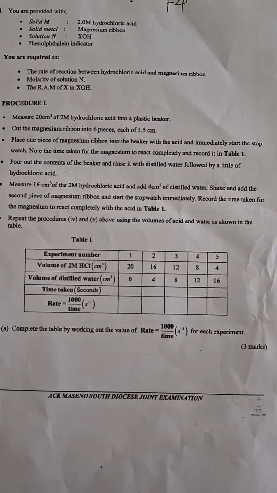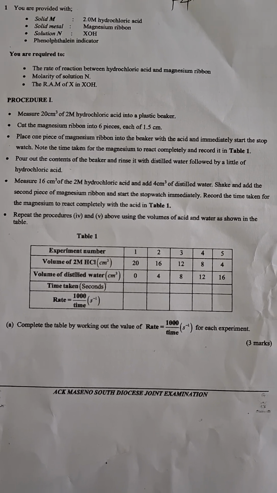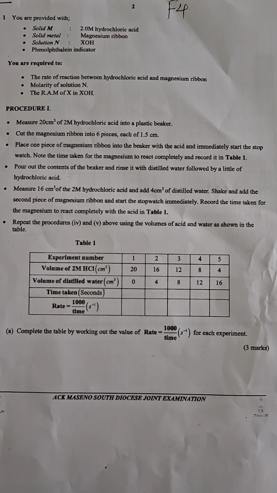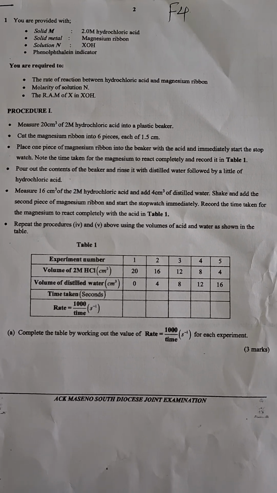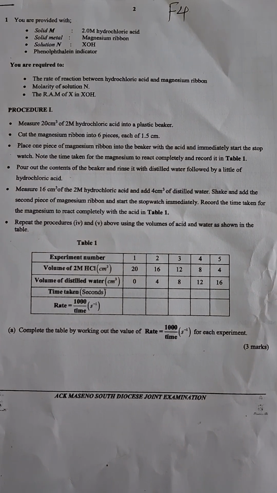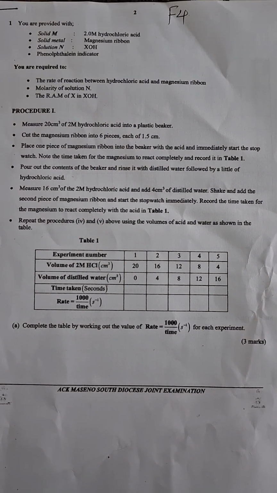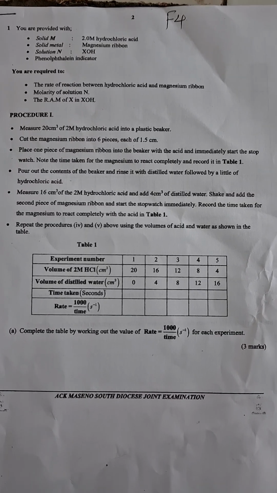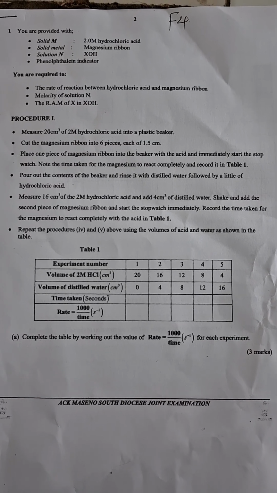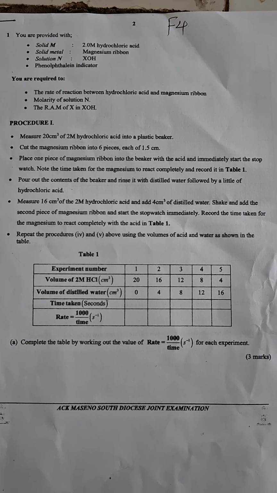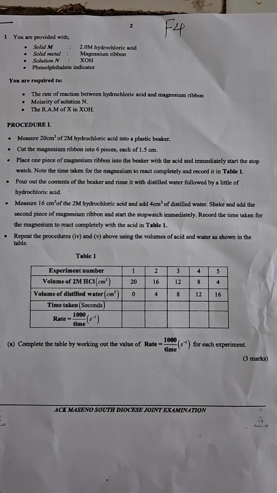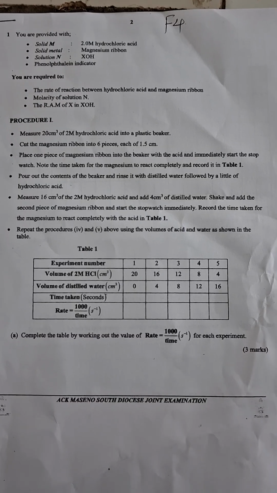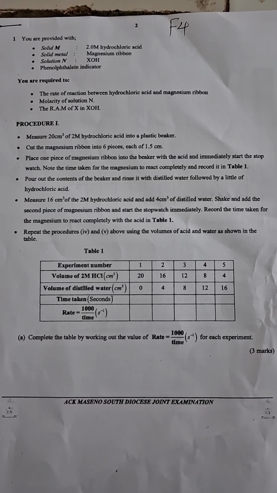Pour out the contents of the beaker and rinse it with distilled water followed by a little hydrochloric acid. Measure 16 cubic centimeters of the 2 molar hydrochloric acid and add 4 cubic centimeters of distilled water. Shake and add the second piece of magnesium ribbon and start the stopwatch immediately. Record the time taken for the magnesium to react completely with the acid in table 1. Repeat the procedure 4 and 5 above using the volumes of acid and water as shown in the table.